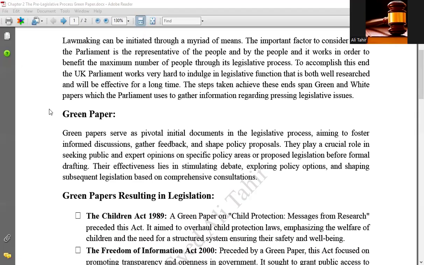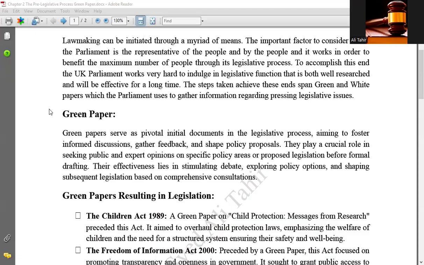So the Green Paper actually aims to gather these discussions, these informed discussions, basically, and to gather the feedback. Now, this feedback can be from the legislative bodies, that is, the people. It can be from the public at large. It can be from retired judges. It can be from influential lawyers, the bars, etc., because they actually have a very strong view on what is happening and shape policy proposals accordingly.